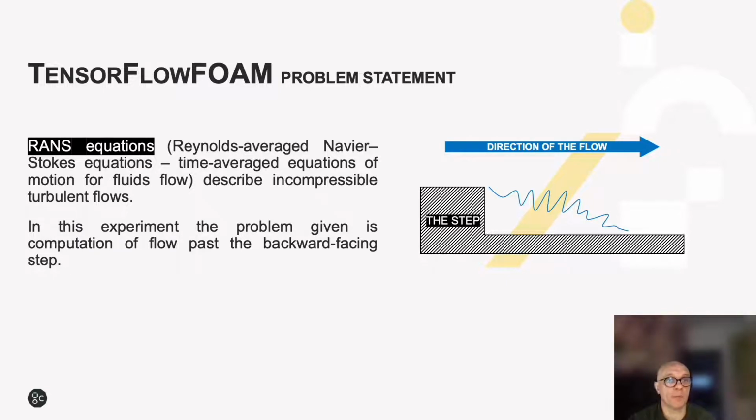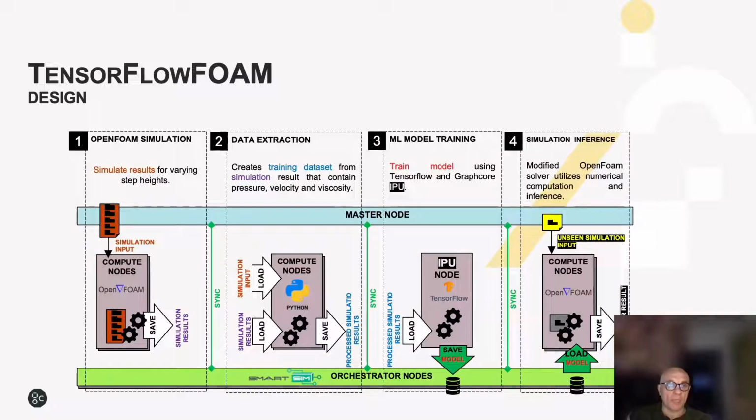In this experiment, the problem given is the computation of the flow path in the backward-facing step. In the TensorFlow Foam experiment, we use the SmartSim workflow to orchestrate the work between the HPC and machine learning. Together with our partner HPE, we were able to create a system containing the classical simulation and machine learning. So we have a four-phase OpenFOAM simulation, where we are running the classical HPC simulation.